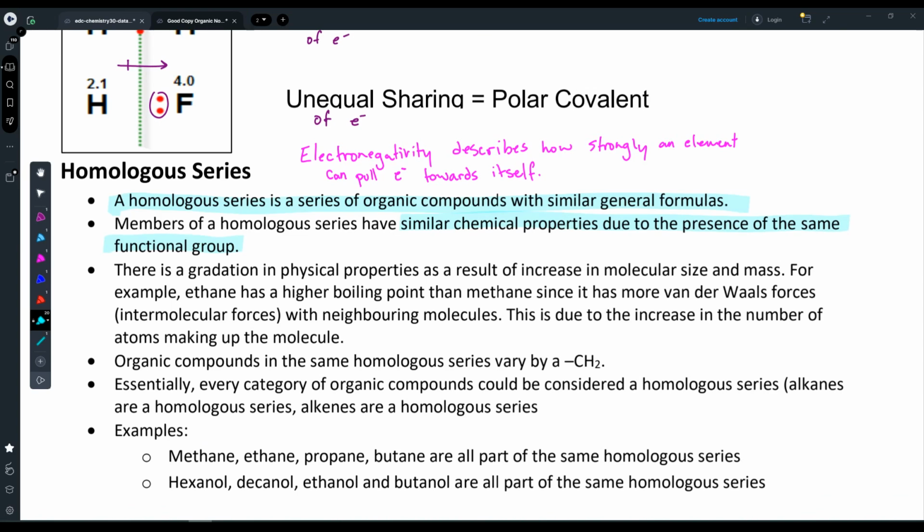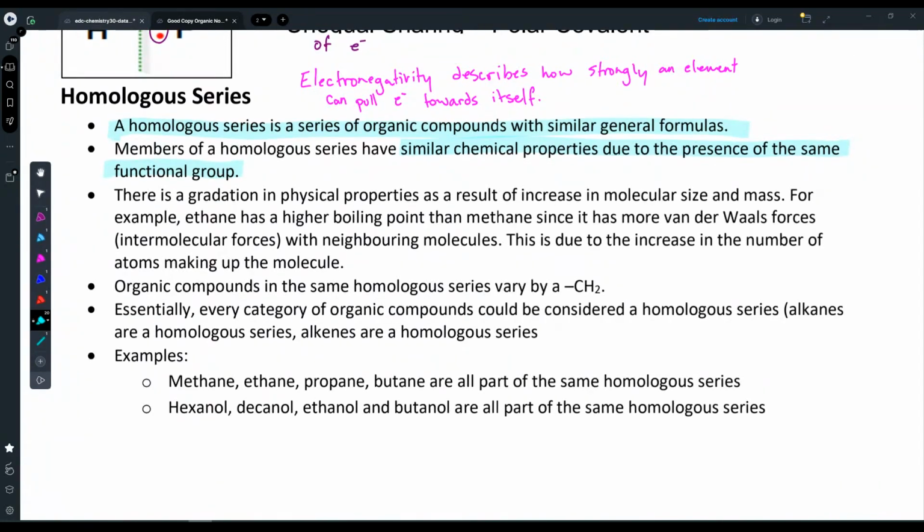So ethane has a higher boiling point than methane since it has more van der Waals forces, which is just another name for intermolecular forces, with neighboring molecules. And the reason why this happens is because ethane has an increased number of atoms making up the molecule compared to methane. It has 1 more carbon and a few more hydrogens attached to it. Okay. So organic compounds in the same homologous series, they're typically going to vary by a CH2.